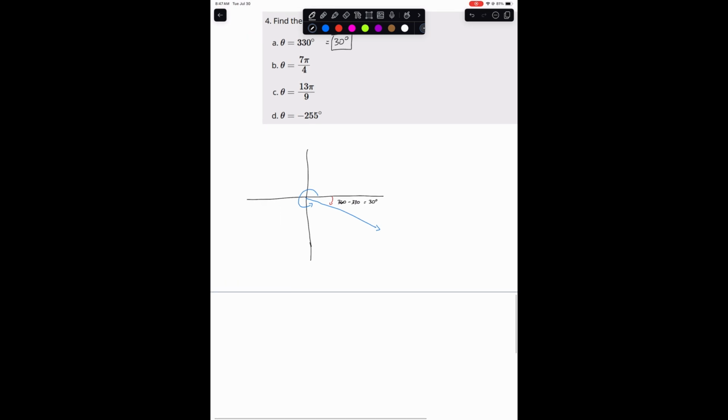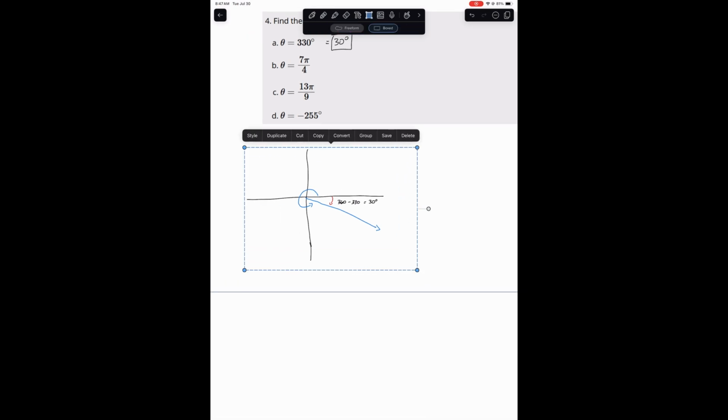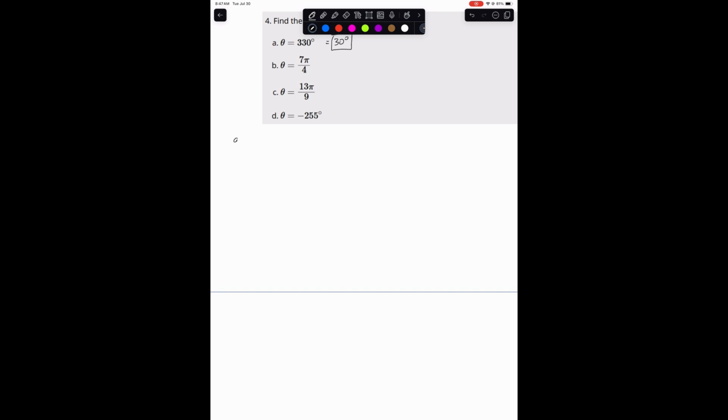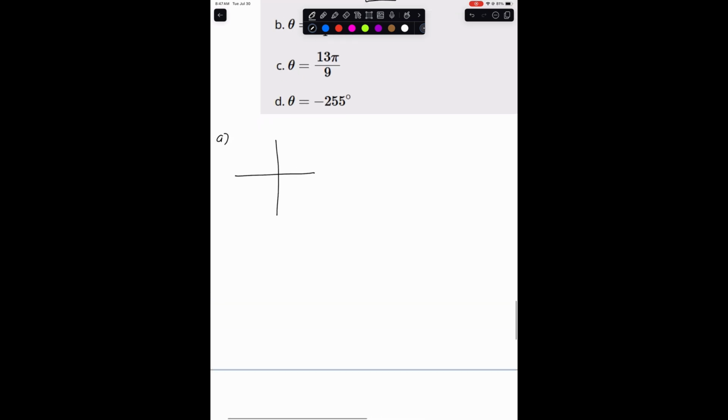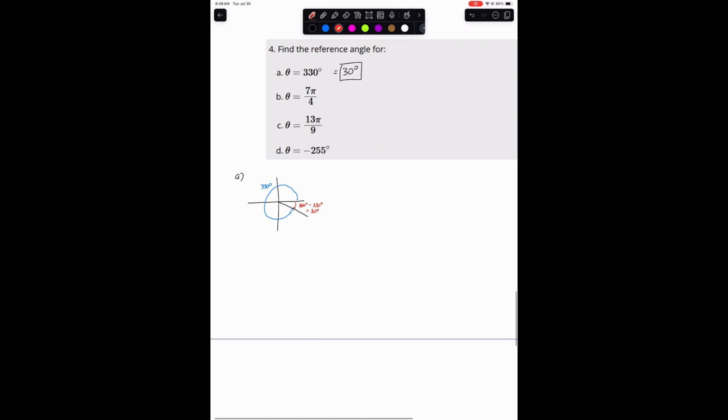Okay, let me draw these on a smaller scale. So for part A, we have the main angle. This is 330. And then the missing angle, the reference angle, is 360 degrees minus 330, which is 30 degrees, okay?